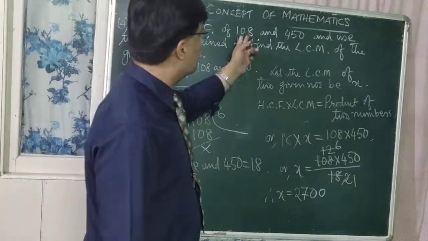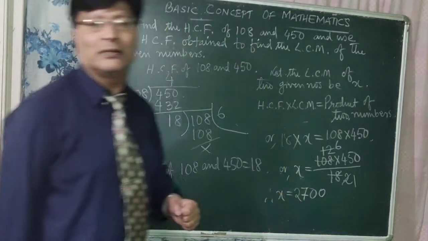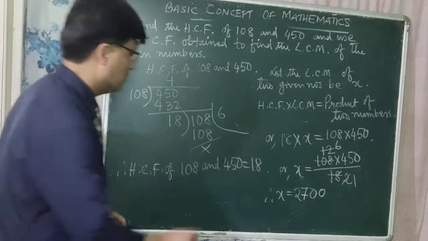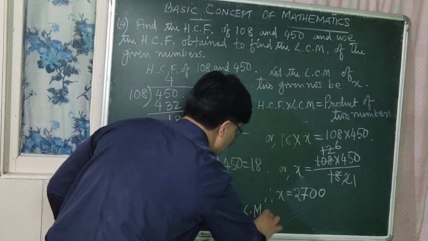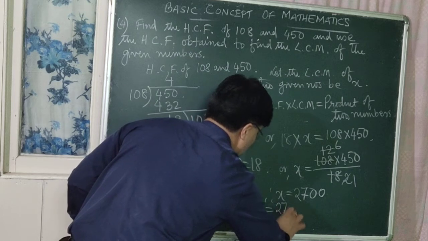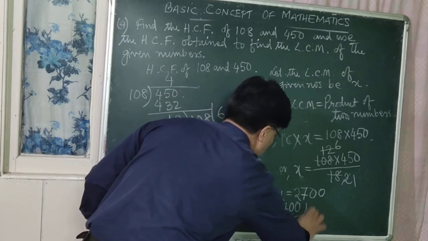So what is the LCM of these two numbers? It is 2700. So write down the answer. Therefore, LCM is equal to 2700.